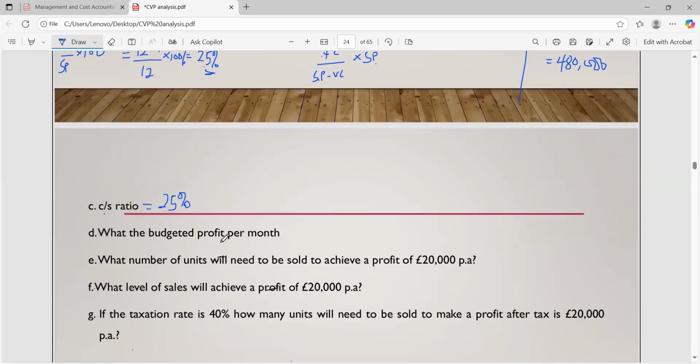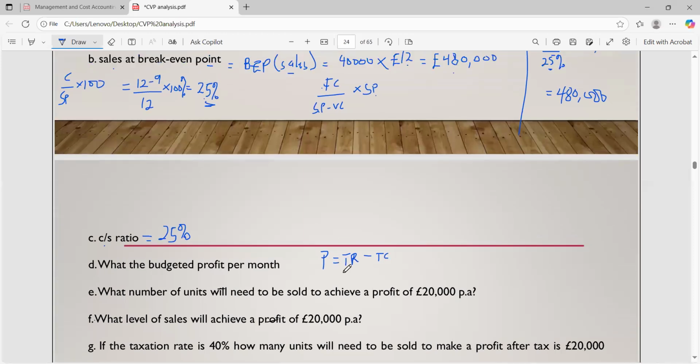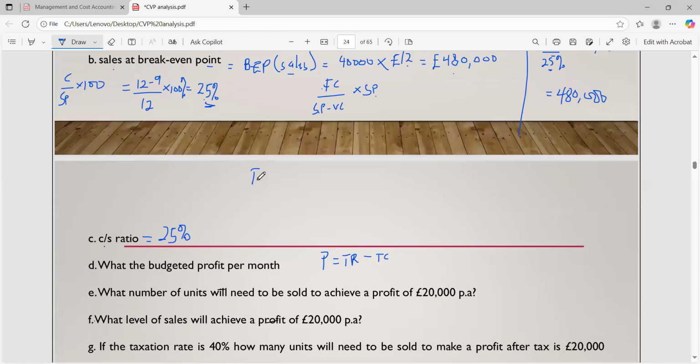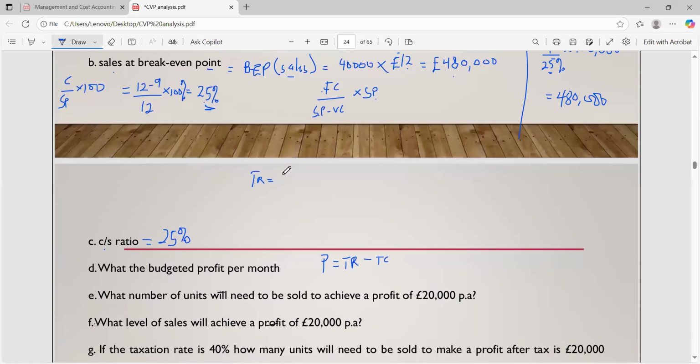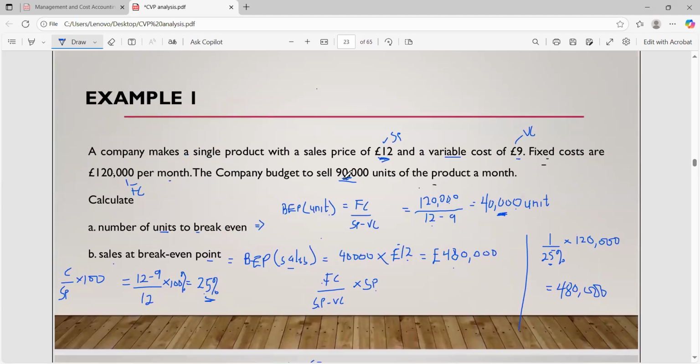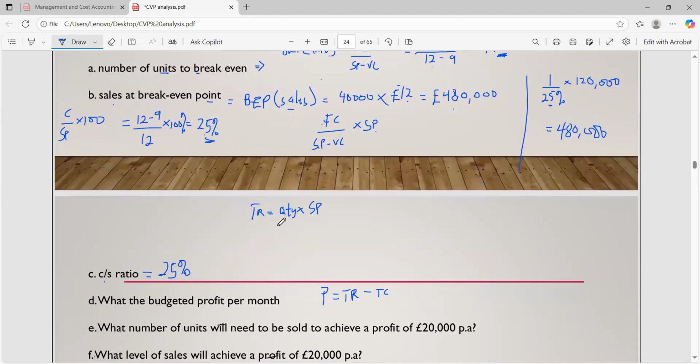How do we arrive at profit? Profit will be total revenue minus total cost. And we said revenue is equal to what? Total revenue is equal to the quantity multiplied by the selling price per unit. And per our question, the budgeted quantity is 90,000 and our selling price per unit is 12. So 90,000 times 12 will give us our revenue.